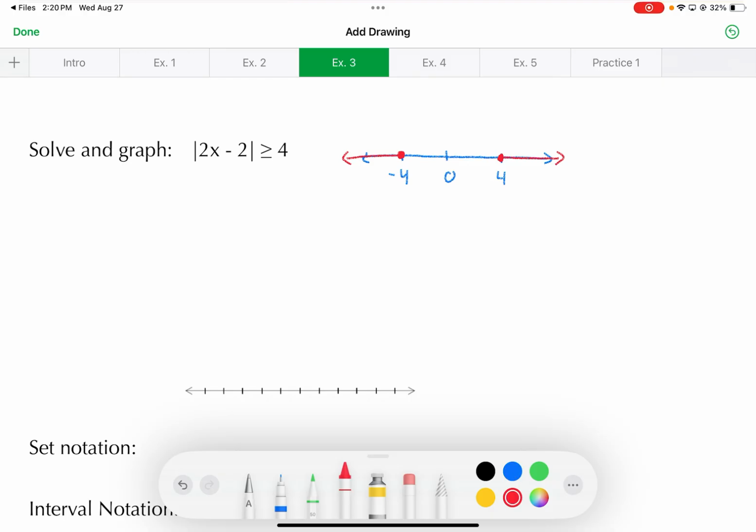Okay, so what we've got to realize is here's where we now bring the 2x minus 2 into play. That 2x minus 2 has to be greater than or equal to 4 or less than or equal to negative 4. So we're going to write this as an or statement.